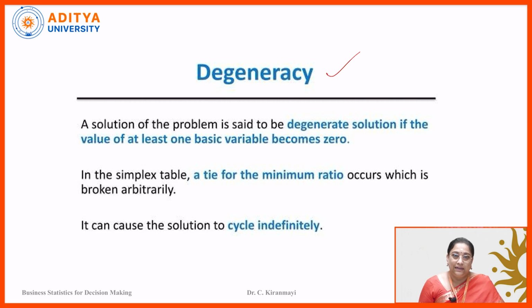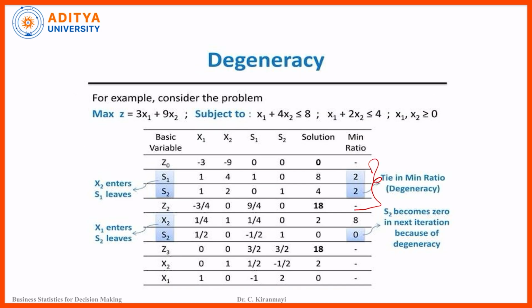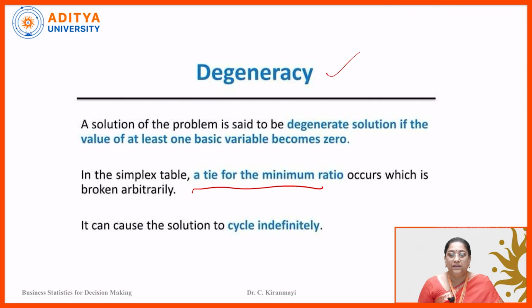So, what is degeneracy? When is the solution said to be degenerate? In a Simplex problem, degeneracy exists when there is a tie in the minimum ratio used to identify the key row. If there exists a tie in the minimum ratio, then the solution is going to be degenerate. Such a situation is considered degeneracy.